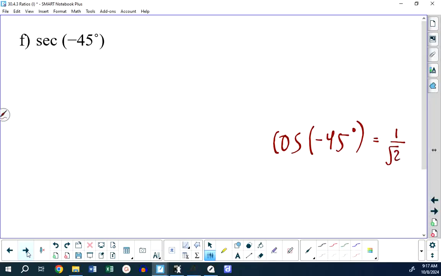How many of you know, with a little bit of thought, it's not a memory thing, I don't think, that at negative 45 degrees, cosine will be 1 over root 2. It's the x-coordinate of that point. Why did I put 1 over root 2 as opposed to root 2 over 2? Because I'm about to take the reciprocal of it, because secant is the reciprocal. Why not go with the thing that becomes easier to look at when you reciprocate it? So I take the reciprocal of 1 over root 2. This is equal to root 2.